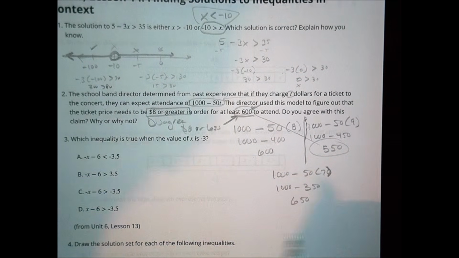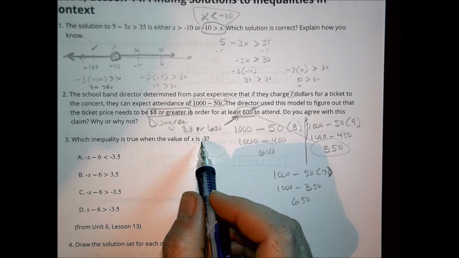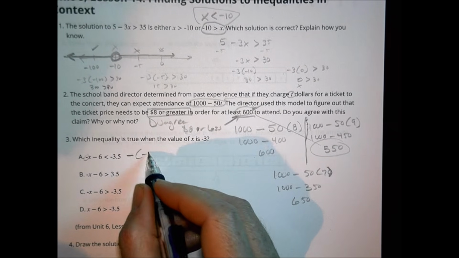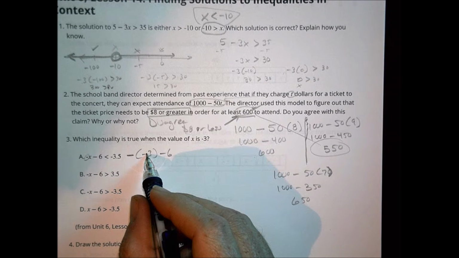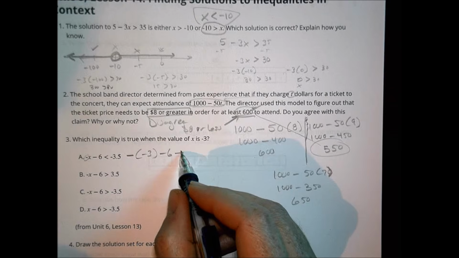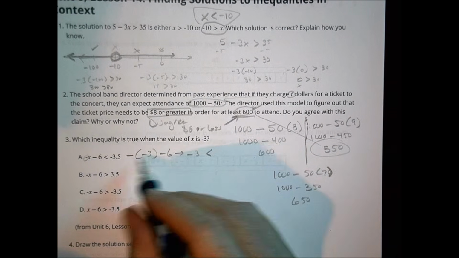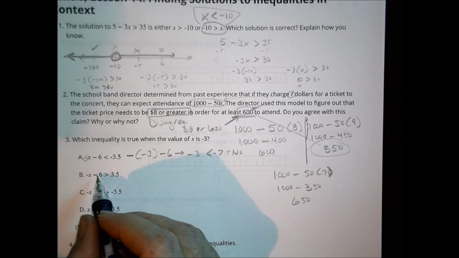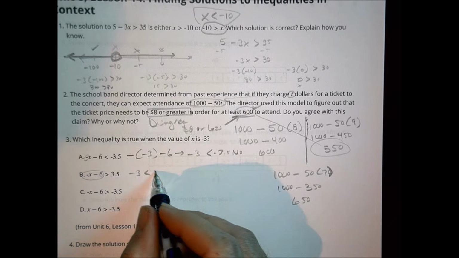All right, number 3, which inequality is true when the value of x is negative 3? So looking here, we have a minus negative 3, minus 6. So minus and minus becomes a plus. So that's a plus 3, and a negative 6, which becomes a simple negative 3. Is negative 3 less than negative 3.5? We would say no. Here's the same thing there. So is negative 3 less than 3.